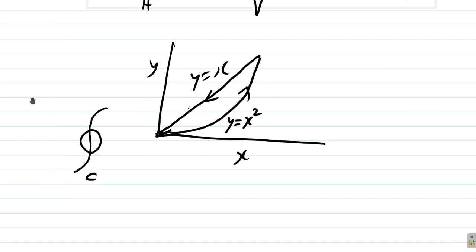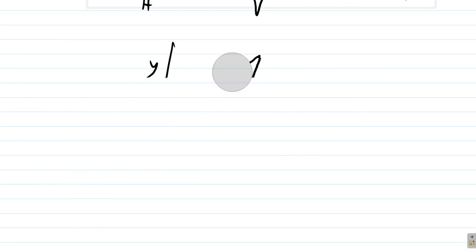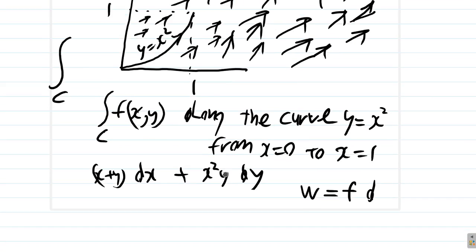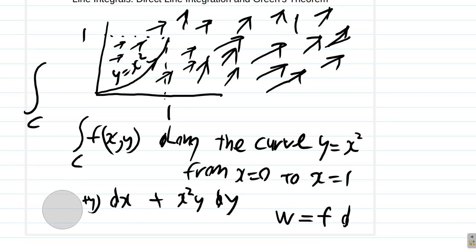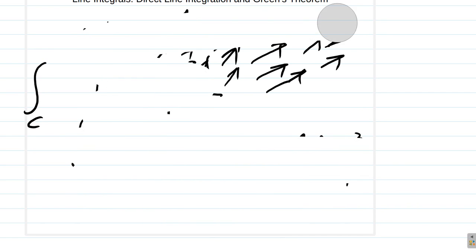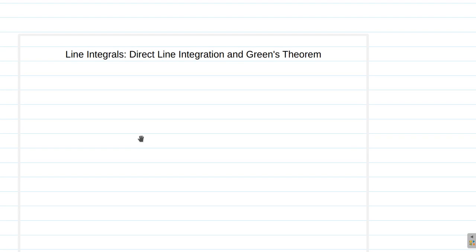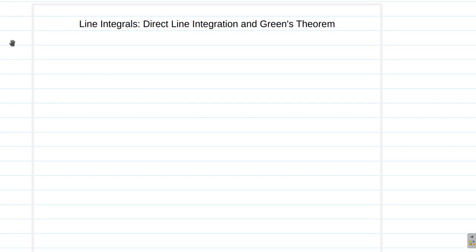Now, let us look at this example. I won't work it out completely here. In our next video, we'll do the example using direct line integration and then do it again using Green's theorem. But let's talk about Green's theorem for a while before we finish, and then we look at the example.